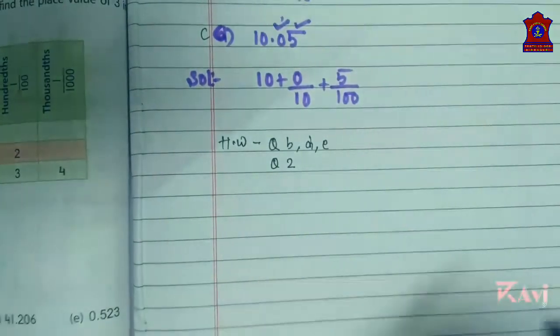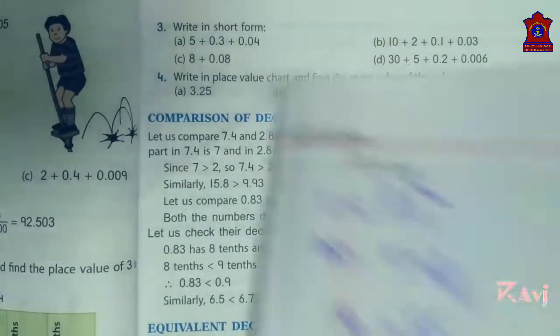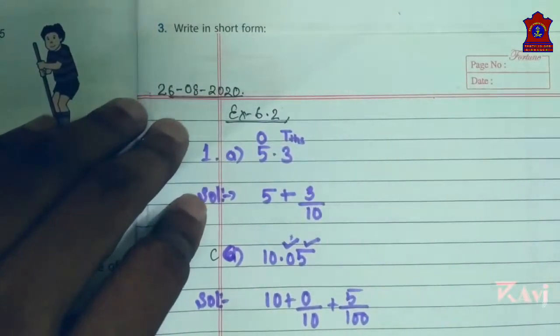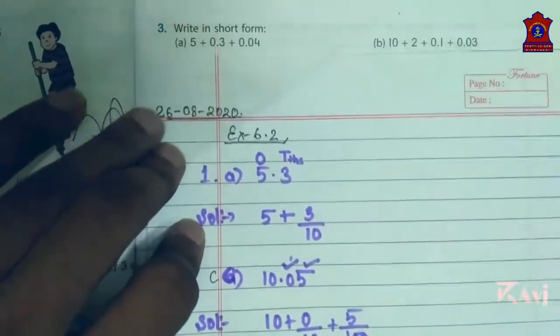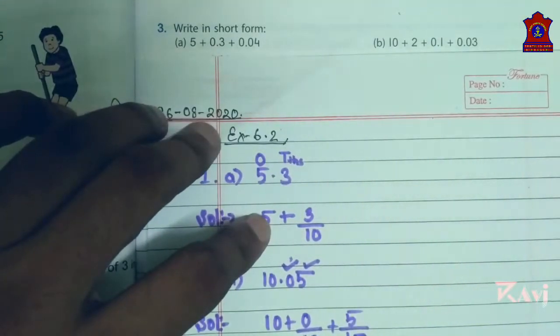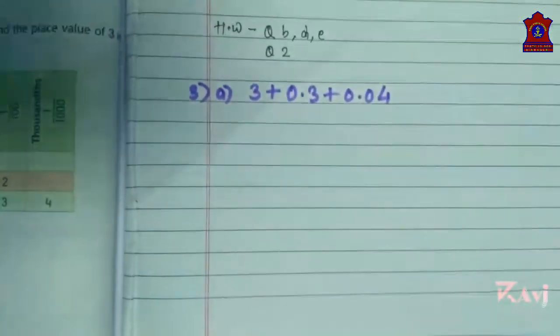Okay, now question number 3. Look at what is there in question number 3. Write in short form. Write in short form. Question number 3, A. 3 plus 0.3 plus 0.04. Okay, now how to write this in short form?